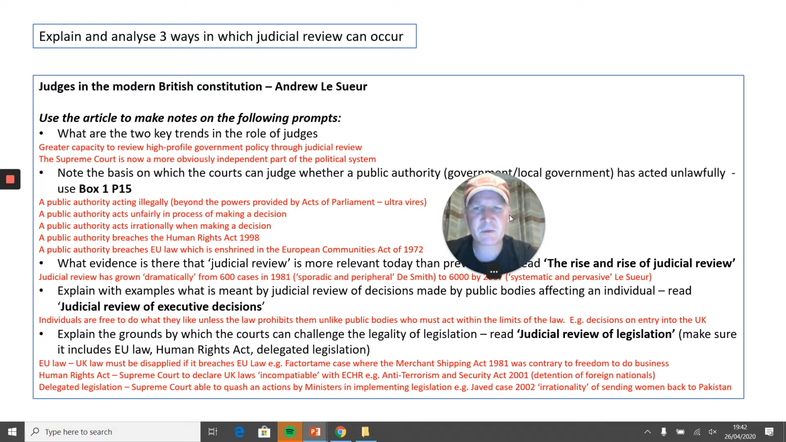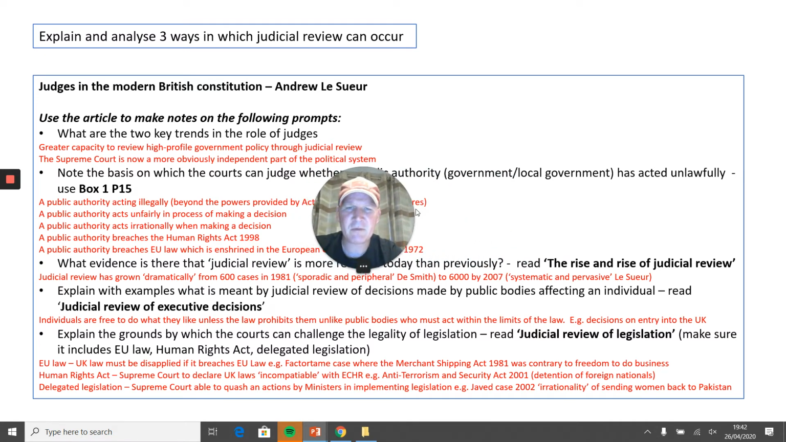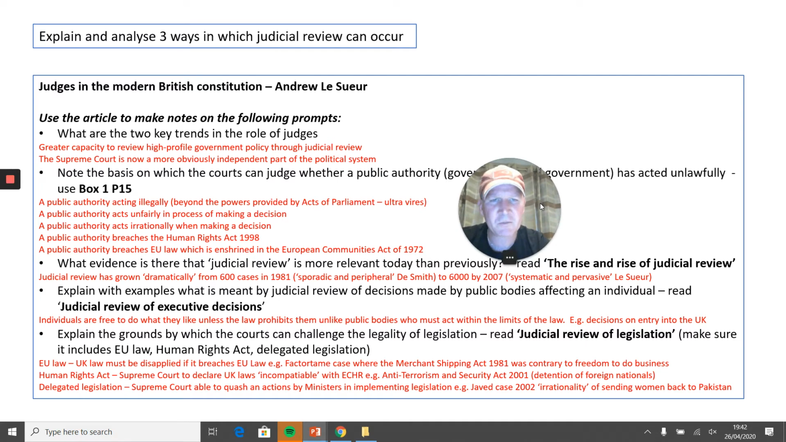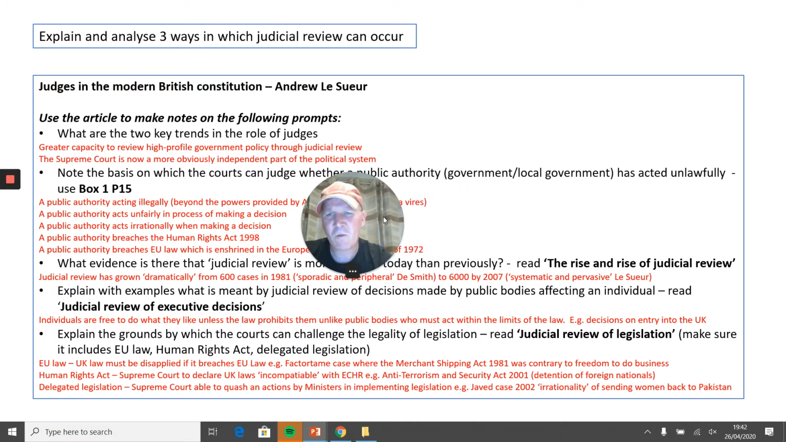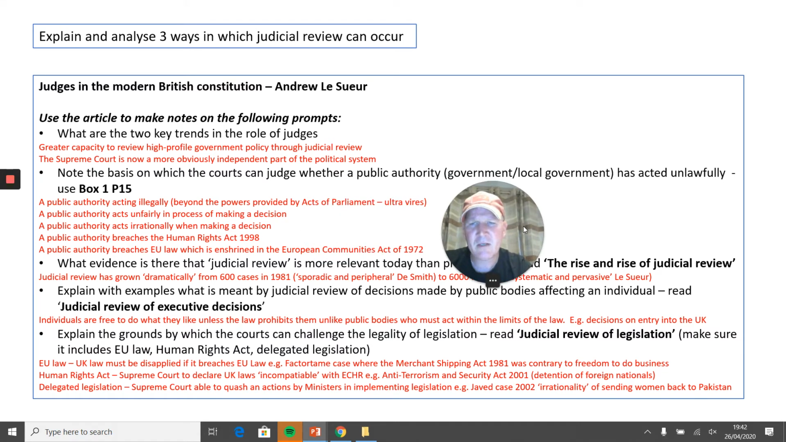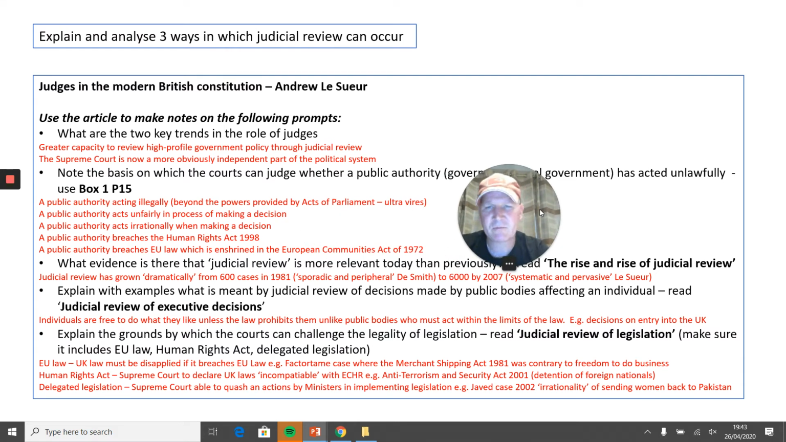Okay, so the first one, which is ultra vires, means a public authority, that's the government, is acting illegally beyond the powers that Parliament has actually given it through statute. If it works beyond those powers, the Supreme Court can use review against it. Also, if they're acting unfairly or irrationally in the decision-making that they do, that can be taken to the Supreme Court too, and the government will have to change its actions. I think more crucial are the last two here, where we can see the Human Rights Act and EU law have emerged over the last 20 to 30 years to become much more prevalent in the role of the Supreme Court.